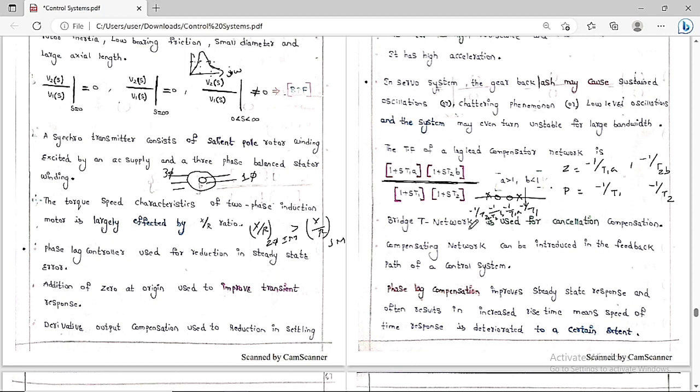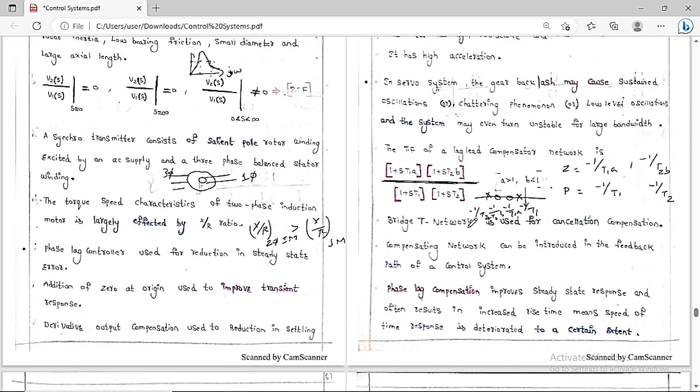As I've already told you, phase lag compensation is basically used to improve the steady state response. So definitely it is going to deviate the transient response. So we can say that phase lag compensation improves the steady state response and often results in an increase in the rise time, means the speed of the response is deteriorated to a certain extent. I've already told you, if it is going to improve one thing, it is going to degrade the other thing. So this is vice versa, a very simple case.